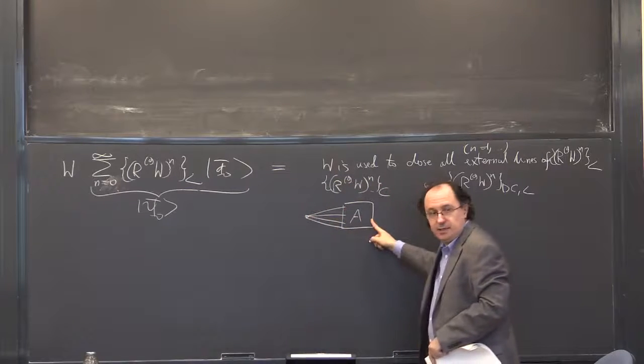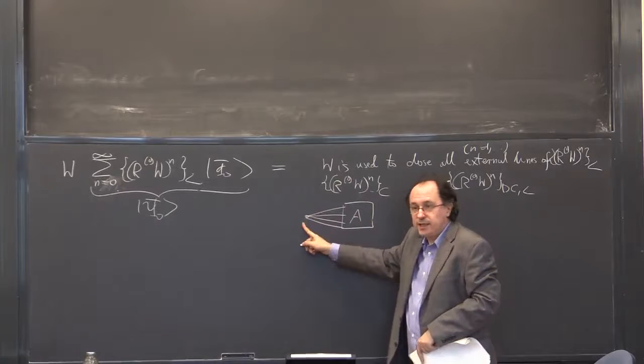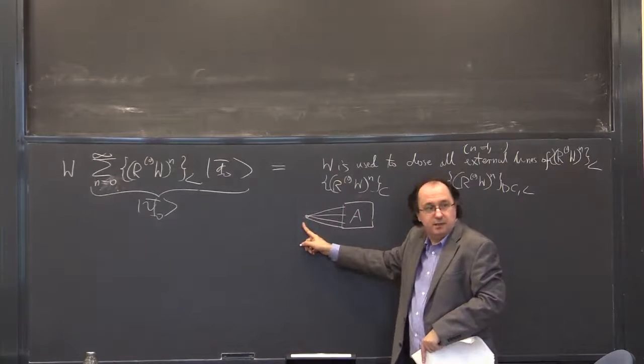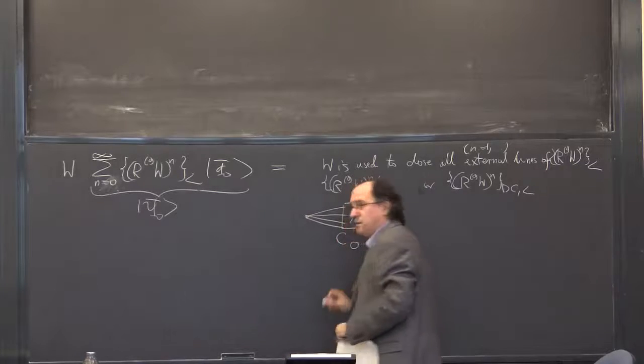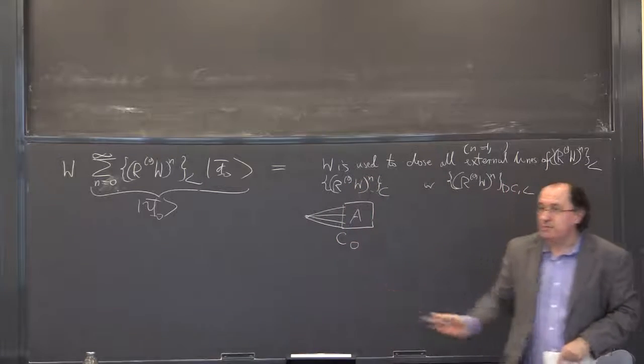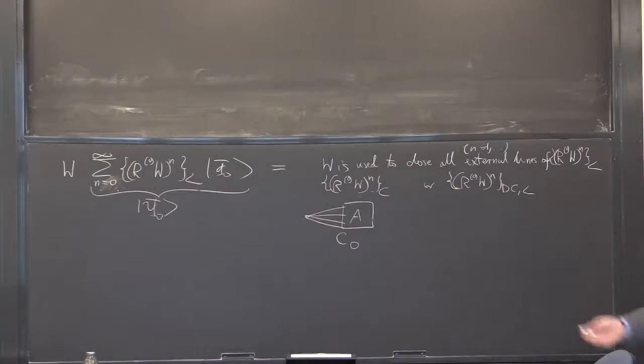Well, this is connected. You're just forming a connected diagram with no external lines, which in our notation from the previous lecture is what we call C0, right? Connected diagram. I'm writing the type of a diagram. It's a connected diagram with no external lines.